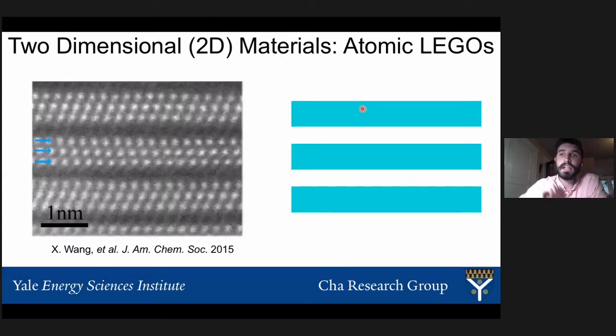So I study a kind of nanomaterial called two-dimensional materials. And these are layered materials. You can kind of think of them as like stacks of paper, where each layer is an individual sheet of paper, and then you can stack these sheets on top of one another. And these sheets are so thin that they're actually only between 1 to 5 atoms thick.